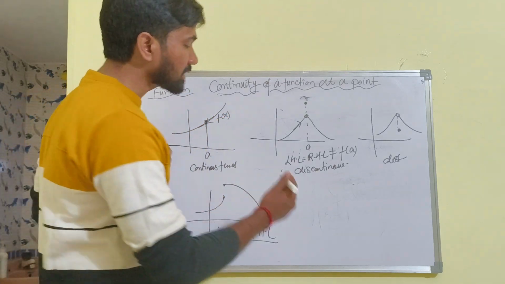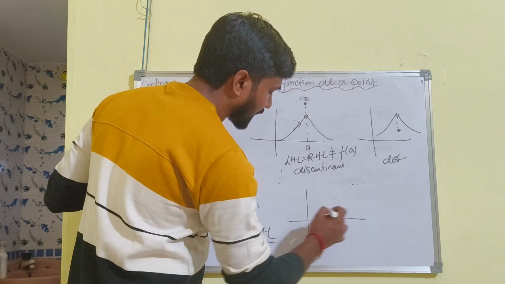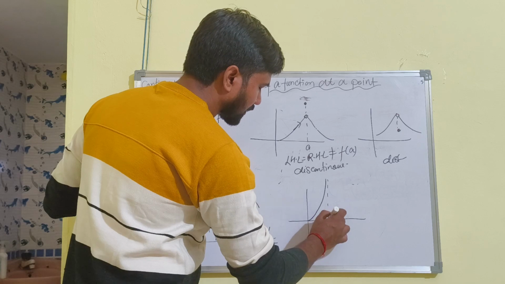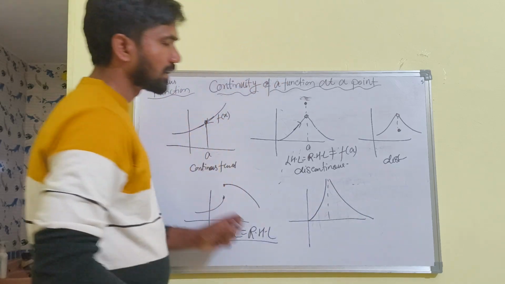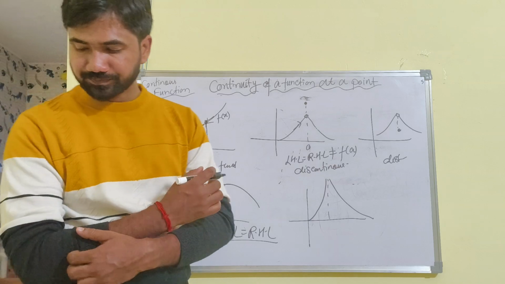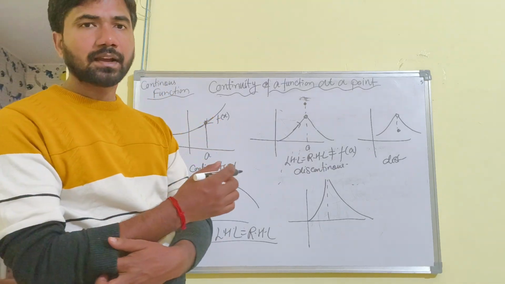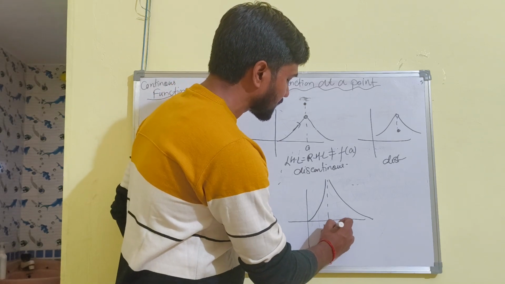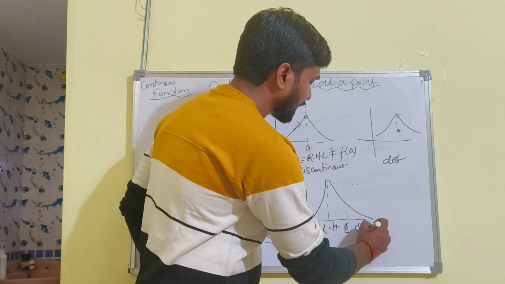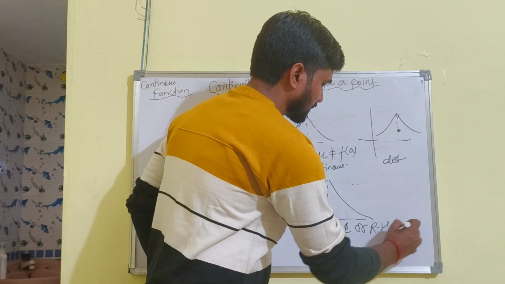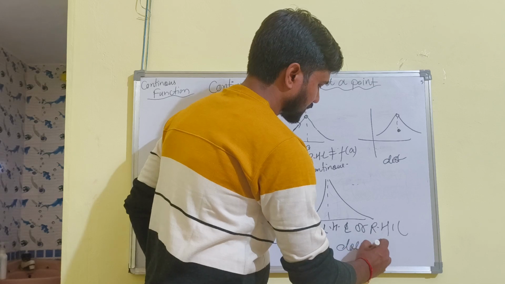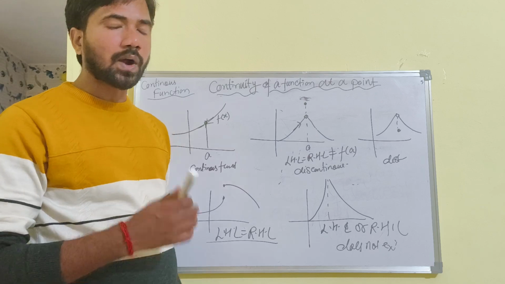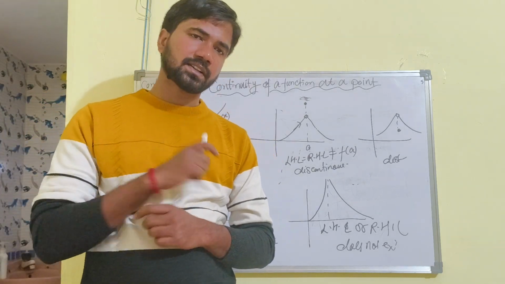Next, maybe the left hand limit or right hand limit does not exist. Maybe both do not exist, or maybe only one does not exist. So this is the total of all possible cases of what a function can be if it is discontinuous.